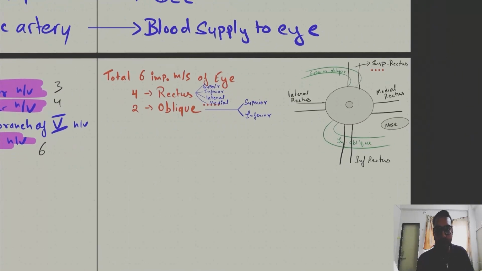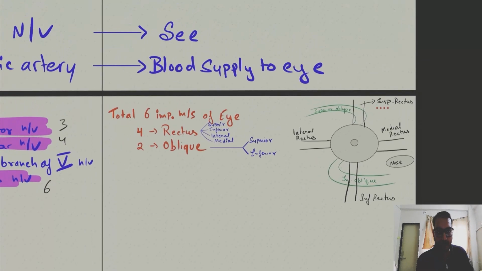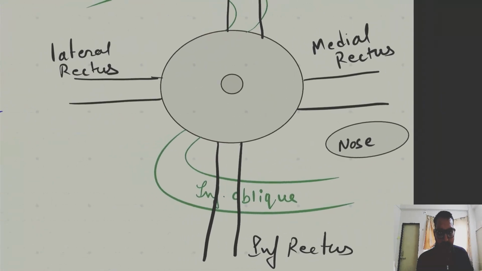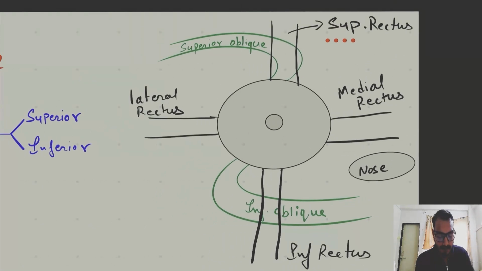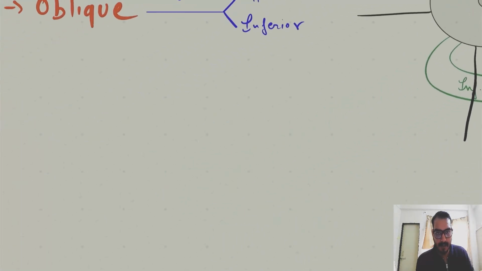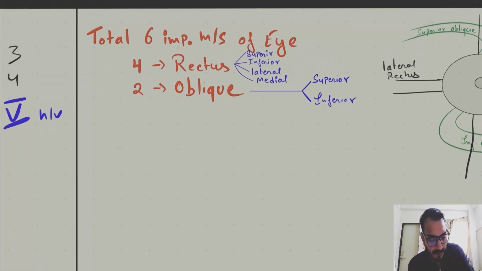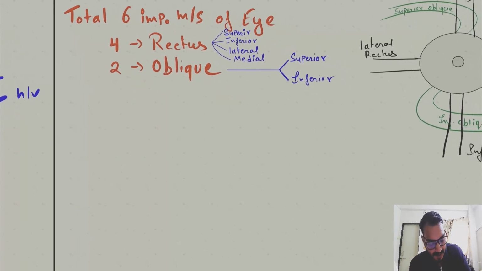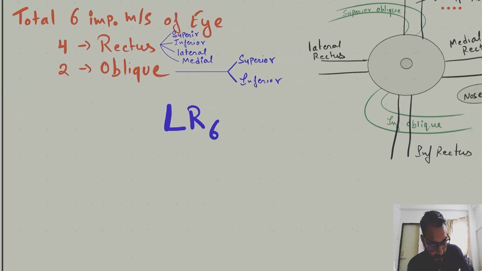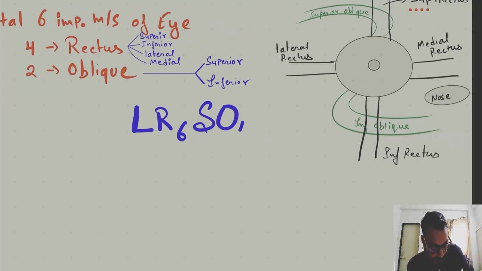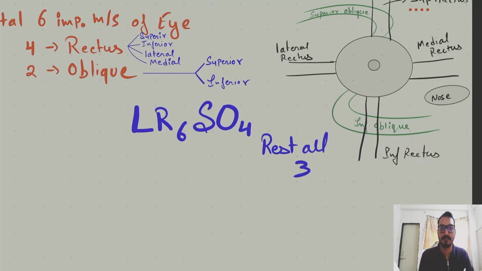Why are they important? Because all these three nerves are supplying these muscles. For remembering this, you have to know one mnemonic, which is very easy. Of course, you have heard it earlier also. That is LR6 SO4 and rest all 3.